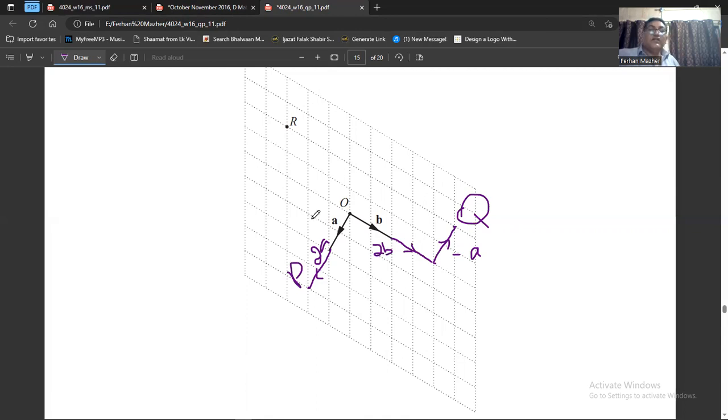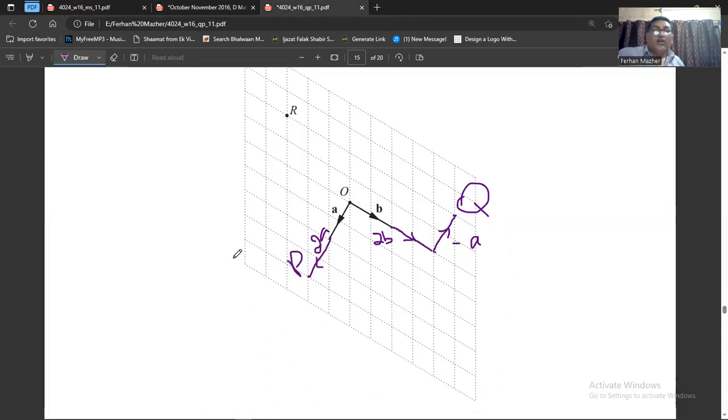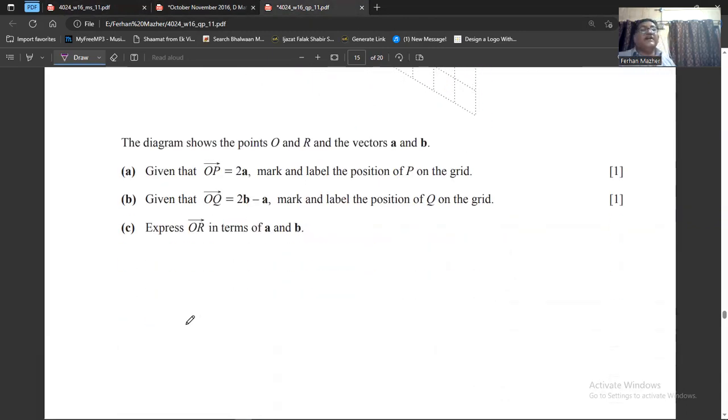So hopefully you understand. I've done this here. So 1B, 2B, and minus A is 1 step to the right and 2 steps up. So this is how you do this. Then the C part is, express OR in the terms of A and B.